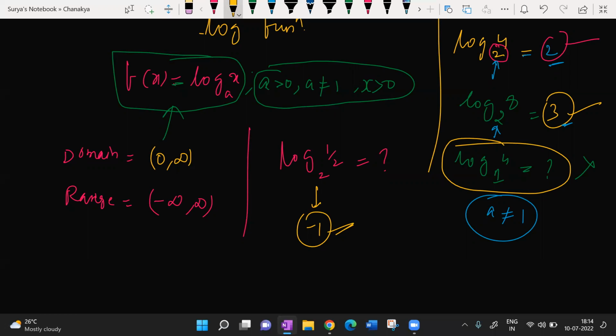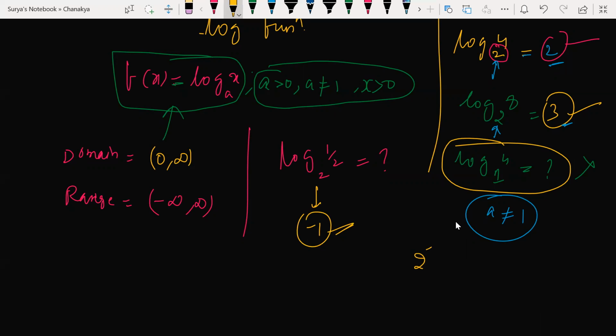2 to the power of something gives me 1 by 2. What is that something? Minus 1. So 2 to the power of minus 1 is what? That can be written as 1 by 2, or not? So it is generating negative values. Check it. All right. So it can generate negative values. Still it is correct only.